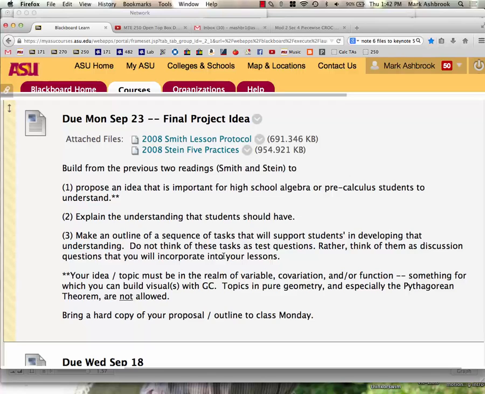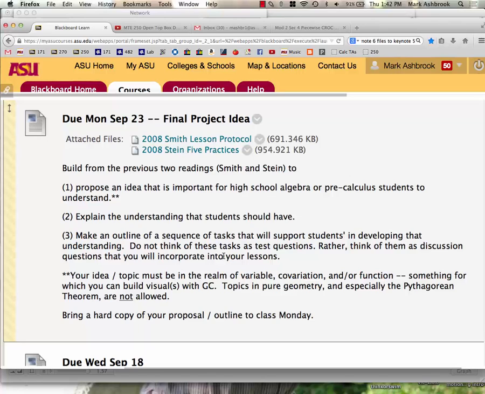Okay? Do not think of these tasks as test questions, rather think of them as discussion questions that you'll incorporate into your lessons. Okay, so referencing number 1, your idea topic must be in the realm of variable, covariation, and/or function. Okay, which is almost all of pre-calculus. The whole point is, this is what GC is the strongest with, covariation and function. Topics in pure geometry, especially the Pythagorean theorem, are not allowed. So one semester I opened this up and we had three projects on the Pythagorean theorem. So no Pythagorean theorem.